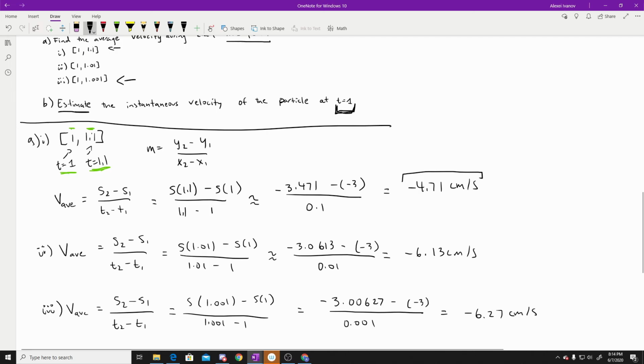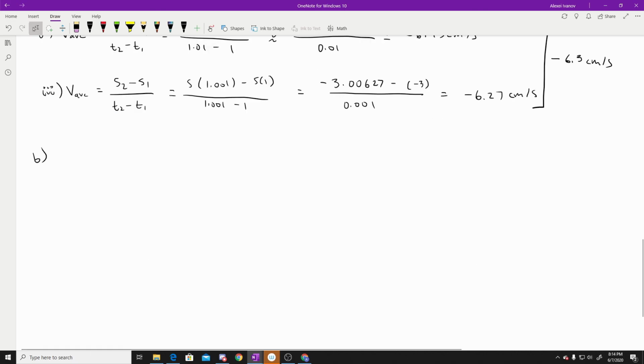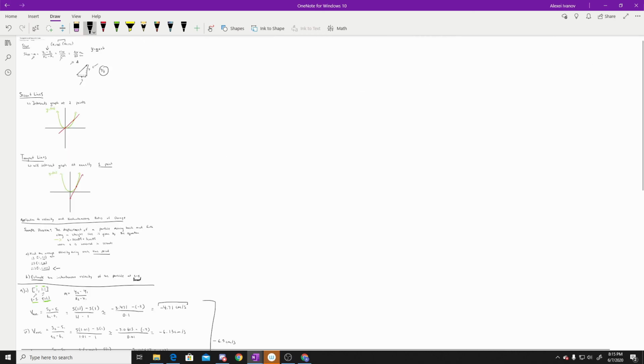So if we look at all the time periods that were given, it was at 1.1, 1.01, 1.001, and we can see that we're slowly moving that time period closer and closer to 1 itself. And if we look at our results right here that we are getting, we are moving closer and closer to something like negative 6.3 centimeters per second. I personally think that a good estimate for the instantaneous velocity at t equals 1 would probably equal negative 6.3 centimeters per second.